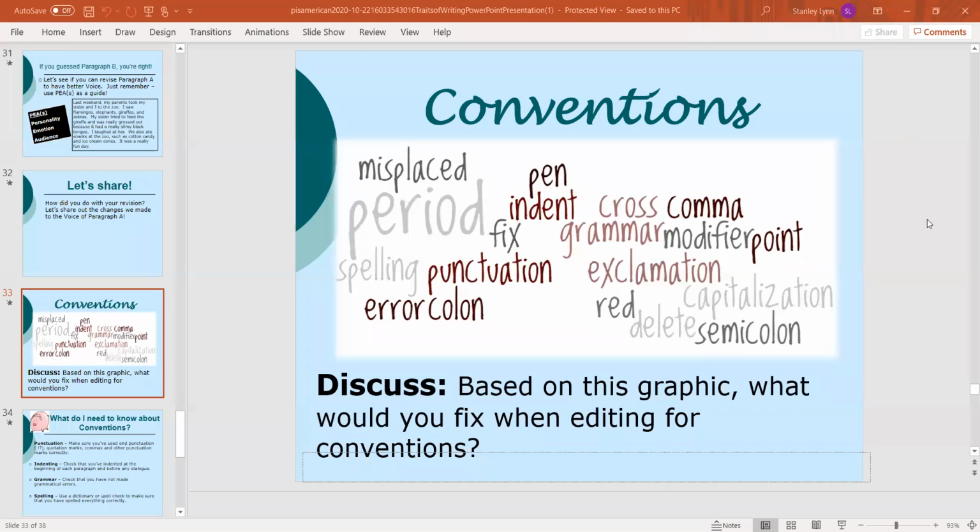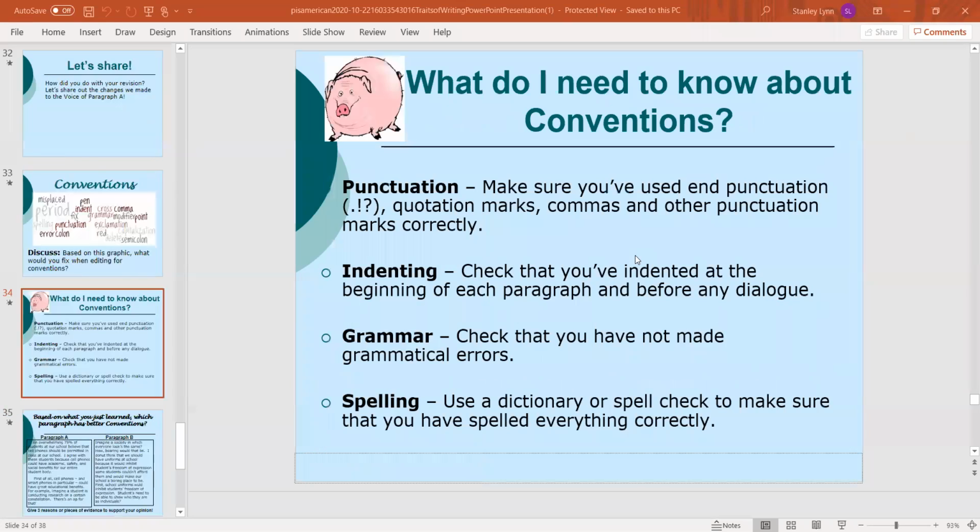And then we have conventions. Misplaced modifiers, periods, spelling, punctuation, commas, colons, exclamation points. Based on this graphic, what would you fix when editing for conventions? What do I need to know about conventions?